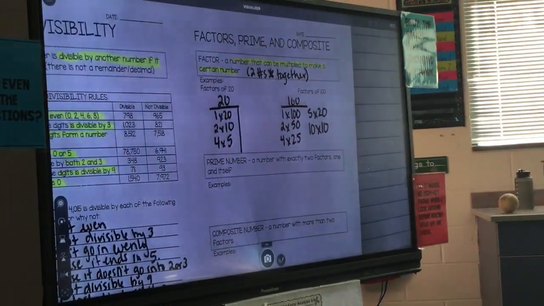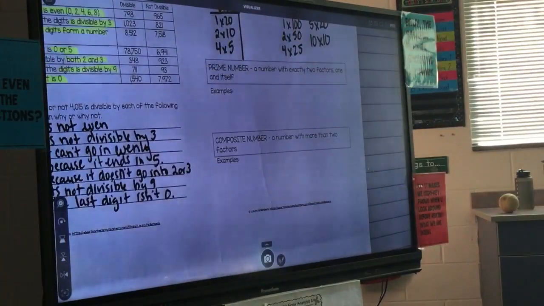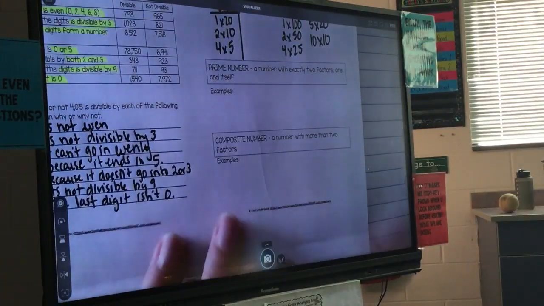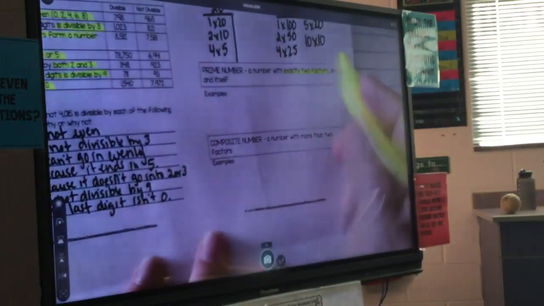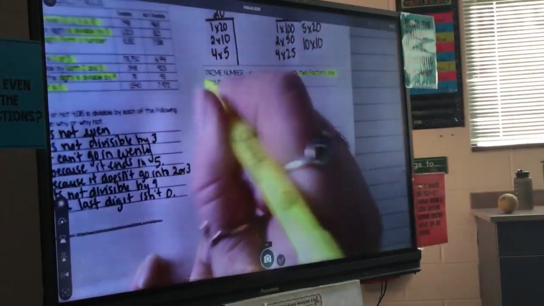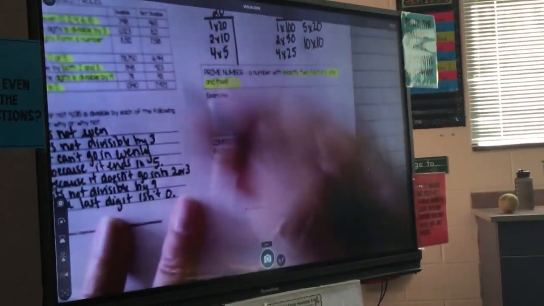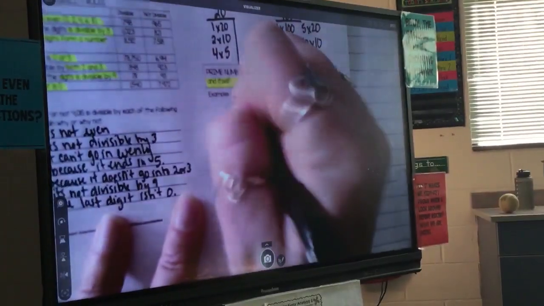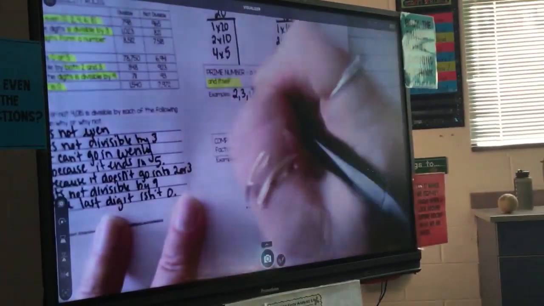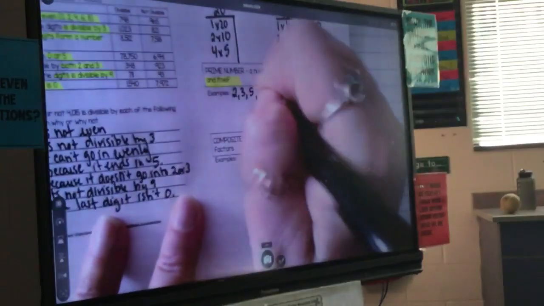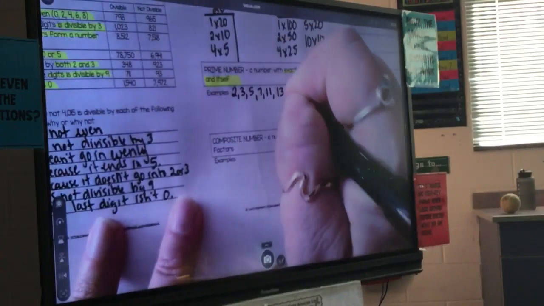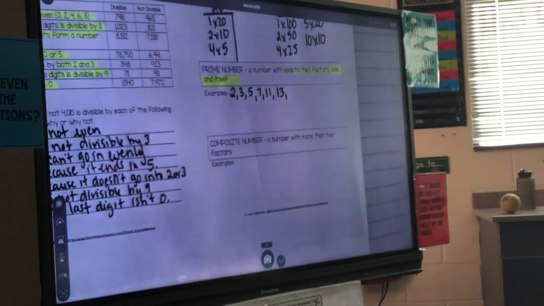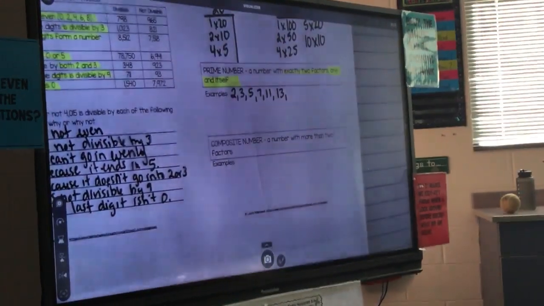All right, prime numbers. Again, we briefly talked about this, but I know you guys have talked about this in previous grades. So it has exactly 2 factors, 1 and itself. So some examples are 2, 3, 5, 7, 11, 13. Does 15 work? No. Raise your hand and tell me why.